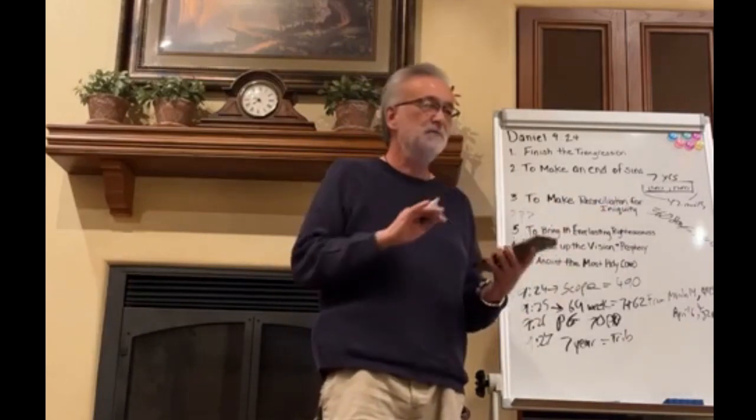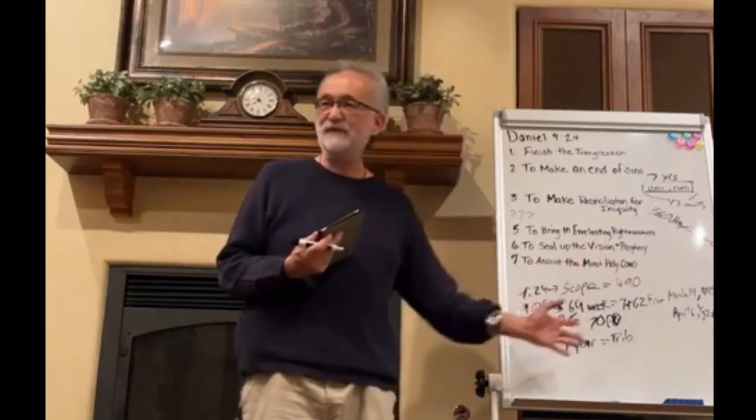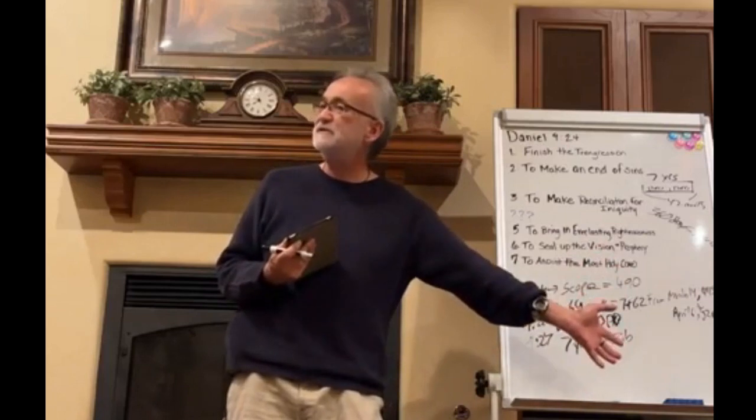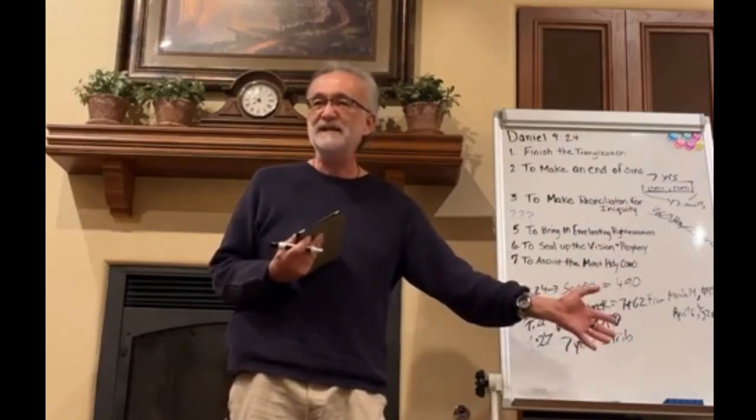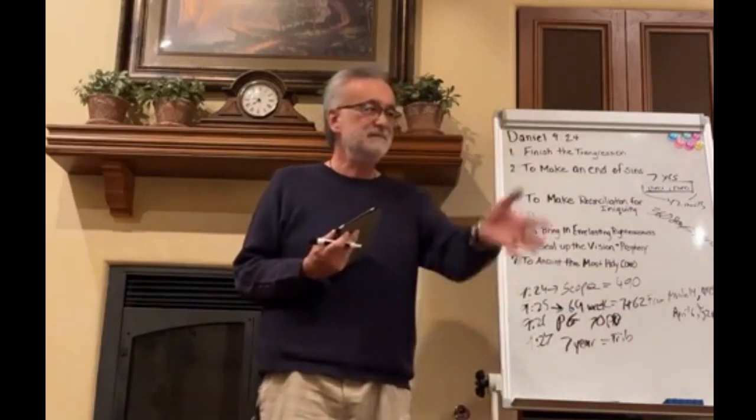All right. So, any questions? We have the scope, the first 69 weeks, the prophetic gap, and then the 70th week, which is the tribulation period. And the abomination of desolation, it tells us it's right in the middle. That's where we get that it's right in mid-trib.